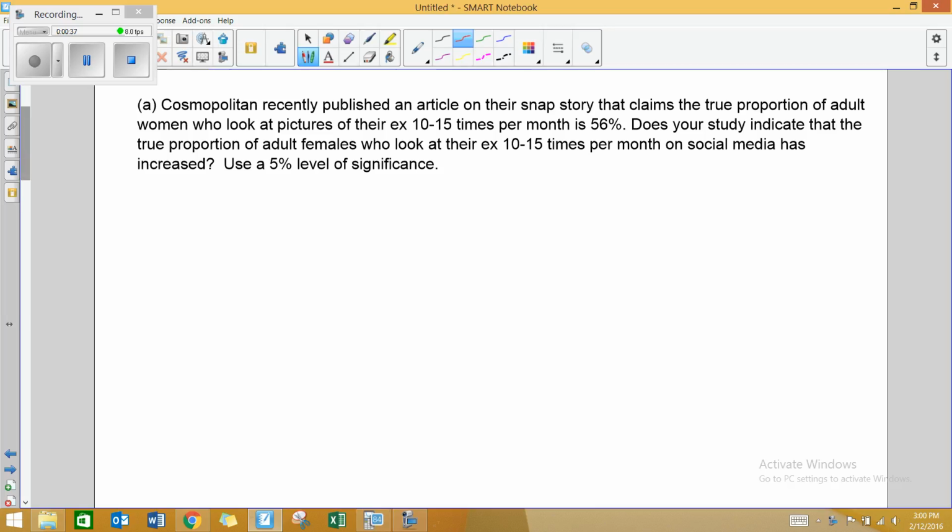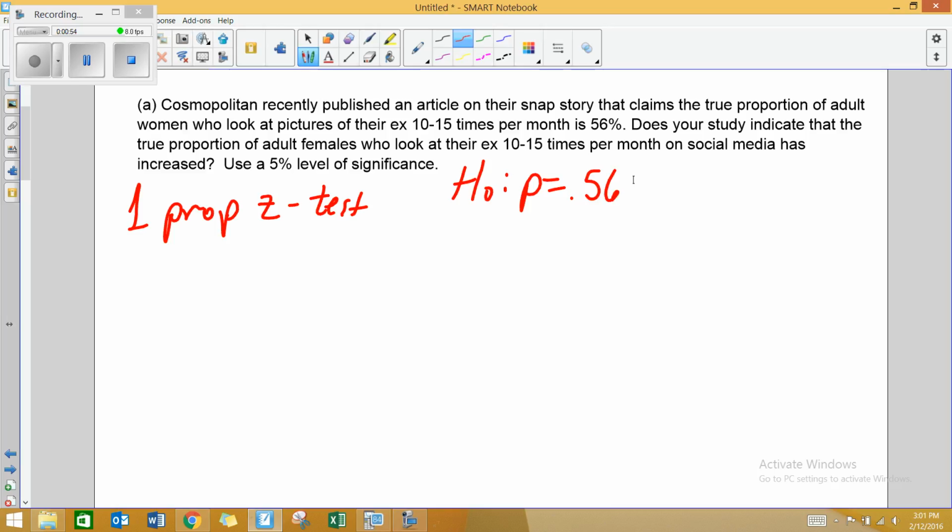Okay, so we've got a 1 proportion z-test. We're testing this claim, so it's a z-test, not a z-interval. Okay, so my null is that p is still 0.56. My alternative, I'm wondering if my study showed, did that proportion go up? Yeah, so it has increased.